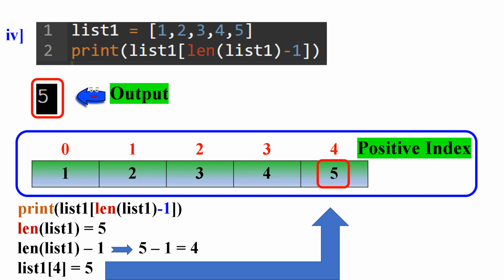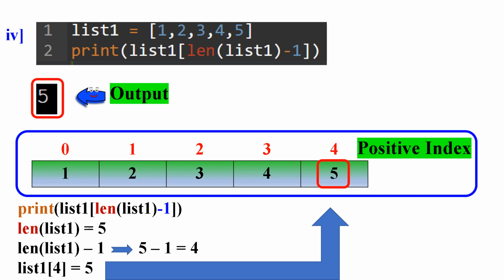Question 1, Subdivision 4. Now, look at the Python code. list1 equals 1, 2, 3, 4, 5. This line initializes a list called list1 with the values 1 through 5. In line 2, print(list1[len(list1)-1]). In this line, len(list1) returns the length of list1, which is 5 in this case, that is the total number of elements, 5.